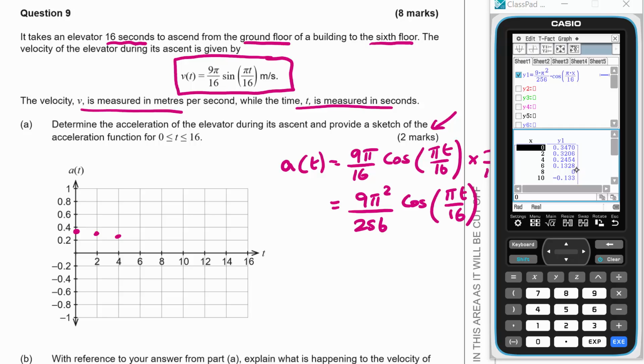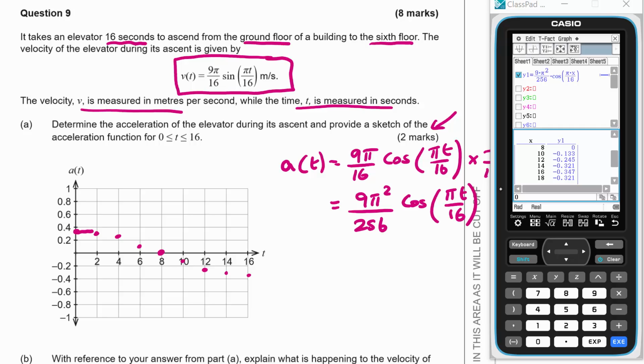At 6, we have got 0.13. So probably about there. At 8, we've got 0. And then we've got negative 0.13. So probably around there. Negative 0.245. So somewhere around there. Negative 0.32. And negative 0.35 is probably about there.